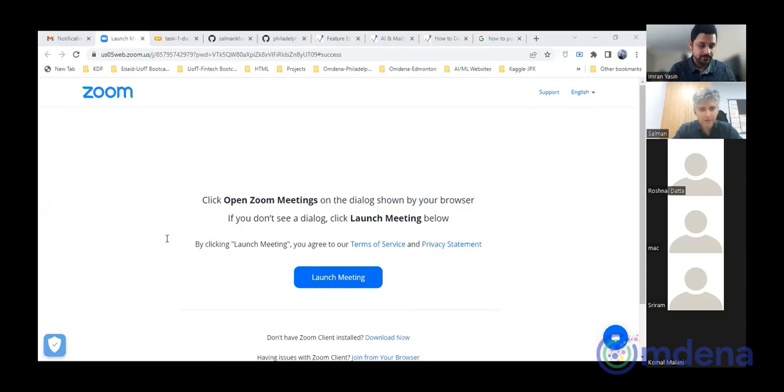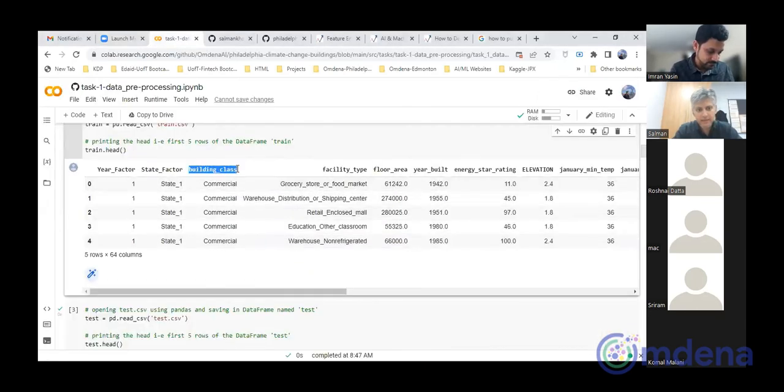Okay, so what I was saying is, for example, if you look at the beginning here, this is our initial data set. You can see the building class has either commercial or residential written in that column. So one hot encoding basically breaks it down into how many categories you have. I have 2 categories, so it will break it down into 2 columns. One would be residential, one would be commercial. So if it is residential, it's going to put 1 in the residential column and 0 in the other one.